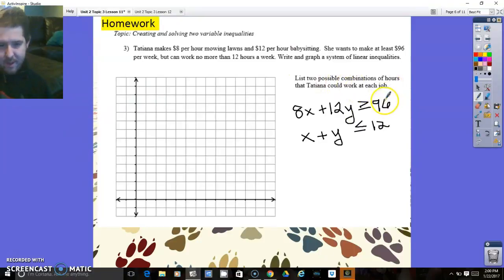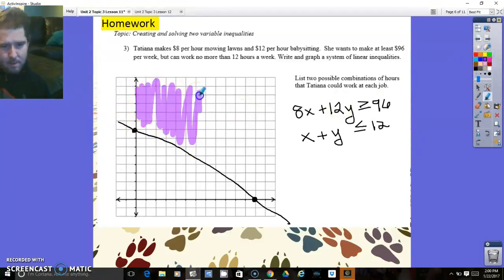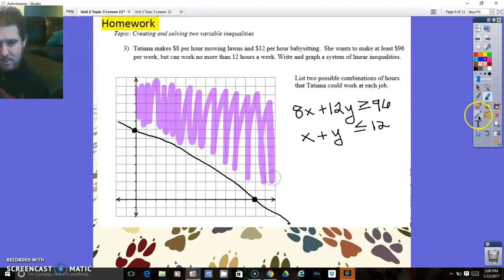Okay, so we're ready. So let's find the x and y intercepts of each. 96 divided by 8 is 12. 1, 2, 3, 4, 5, 6, 7, 8, 9, 10, 11, 12 right there. 96 divided by 12 is 8. 1, 2, 3, 4, 5, 6, 7, 8 right there. It's a solid line because it's or equal to, not so straight. It's graphed on top because it's greater than. Looks like I chose purple. That'll just have to do.